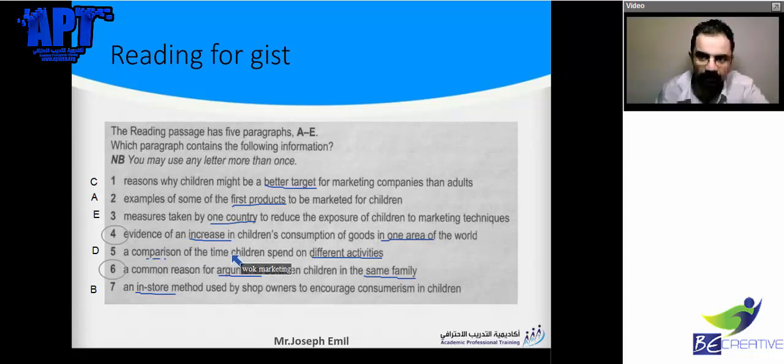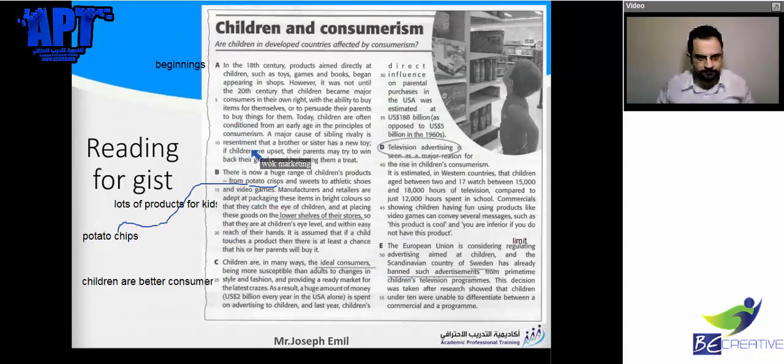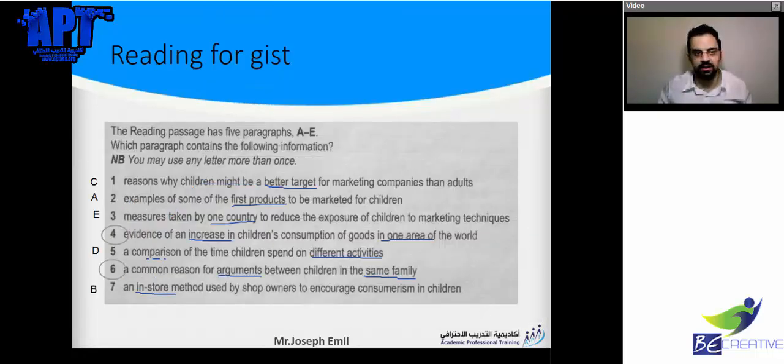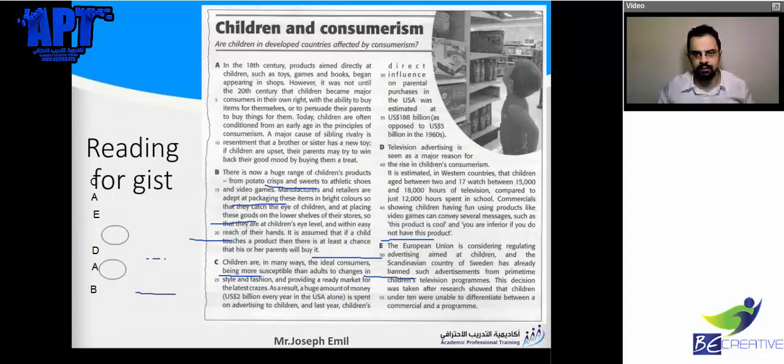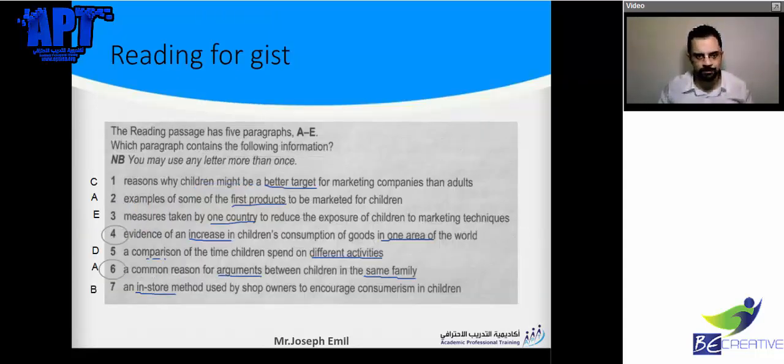Evidence of an increase in children's consumption of goods. Let's get back here to the questions. Let's take a look. Children's increase. Hey, a major cause of sibling rivalry is resentment that a brother or sister has a new toy. So that's definitely referring to the argument between brothers and sisters here. Okay. Again, let's take a look at the next one.